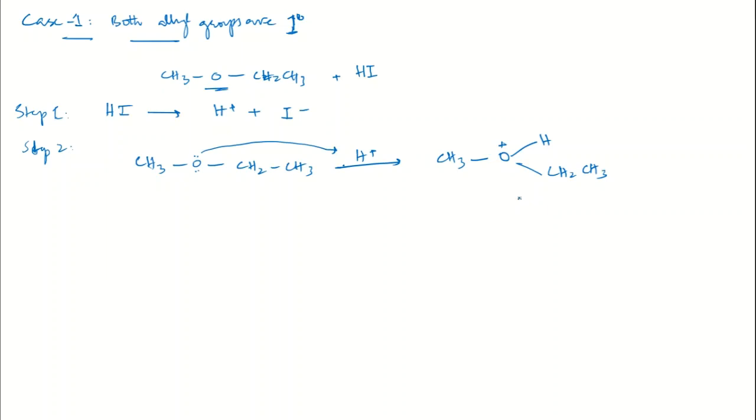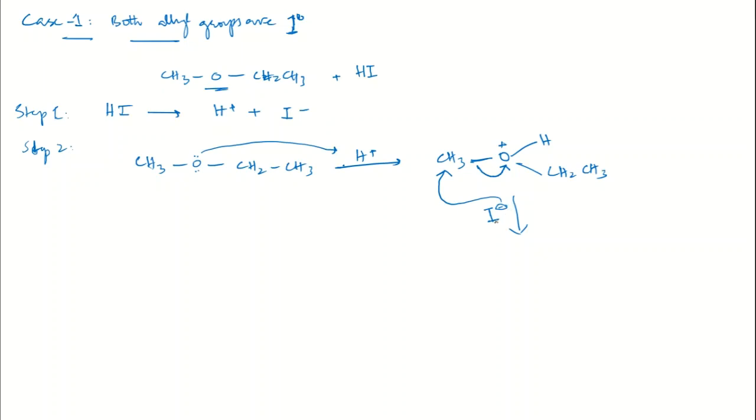In the next step, there will be the attack of this halide ion, that is iodine that we have taken in this case. This is the halide ion. Now in this case, this pair of electrons will be taken by the oxygen in order to get stabilization, and the iodine will attack on this methyl group. Both these things are happening simultaneously.